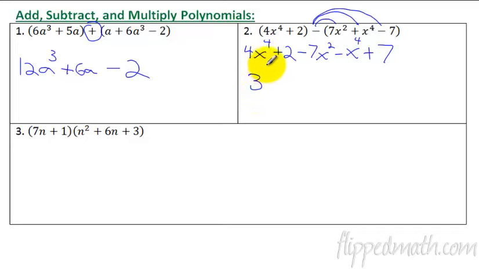Okay, now combine like terms. So we got 3x to the 4th. What's my next largest square? So I got minus 7x squared, and I think the next thing is a constant. So 2 plus 7 is 9.